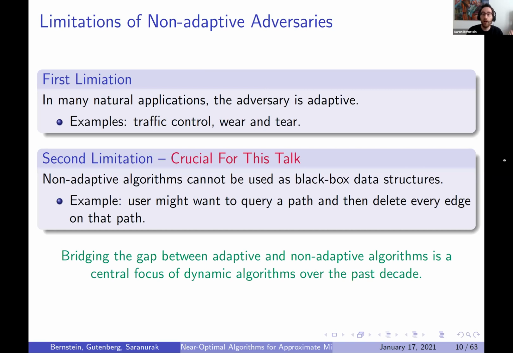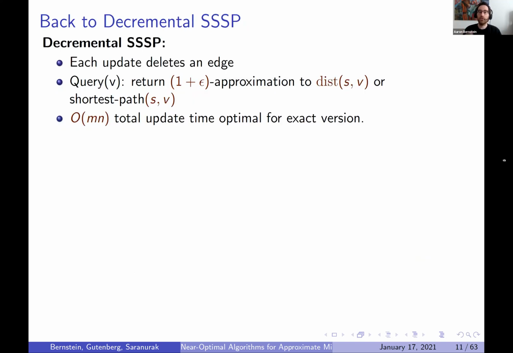And in general, because non-adaptive algorithms, as I said, are often much easier to design, there's this big gap in dynamic algorithms for many, many problems between the best adaptive and best non-adaptive algorithm. And closing that gap has been a really big focus of the field for the past decade. Okay, so what's known for this problem? We want to maintain distances from a source. And we said there's this mn time algorithm, total update time over all deletions, for the exact version of the problem.